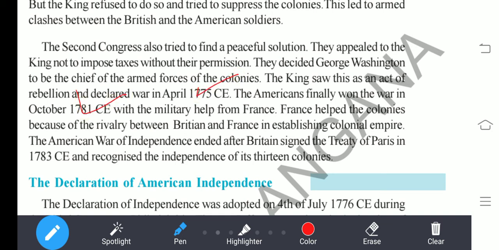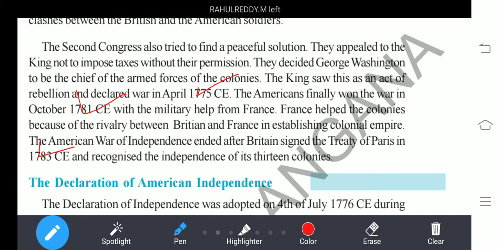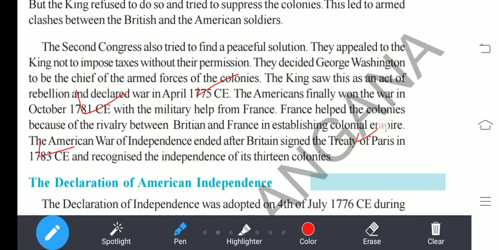The war ended by 1781 Common Era. By 1783, an agreement took place between Britain and the 13 colonies of America, called the Treaty of Paris. Treaty means an agreement. That agreement took place at Paris, the capital city of France. So that agreement is called the Treaty of Paris.